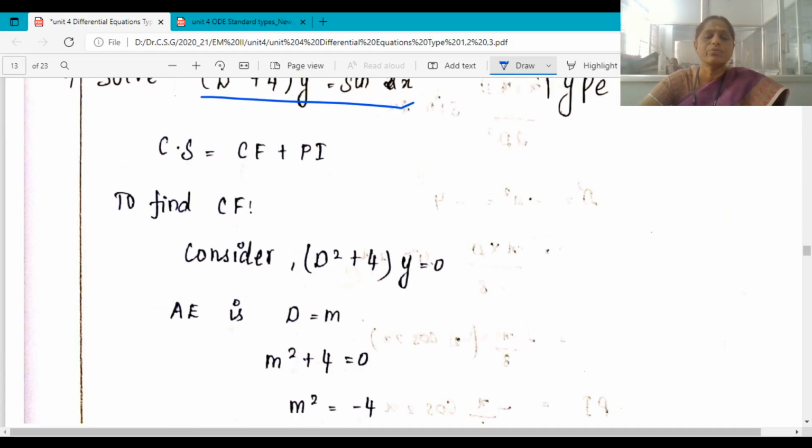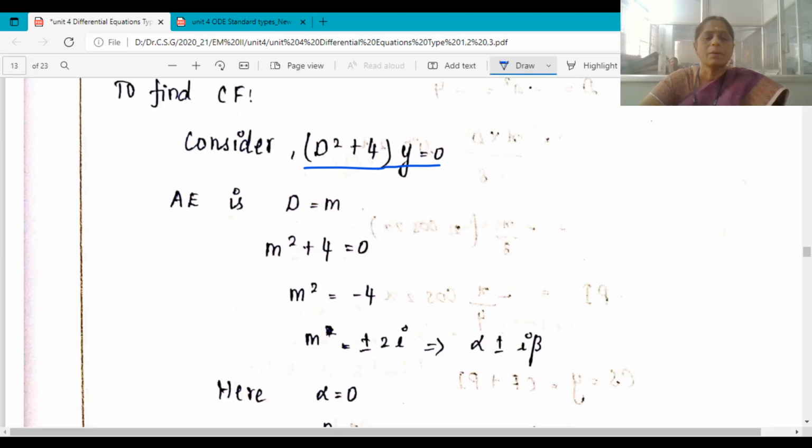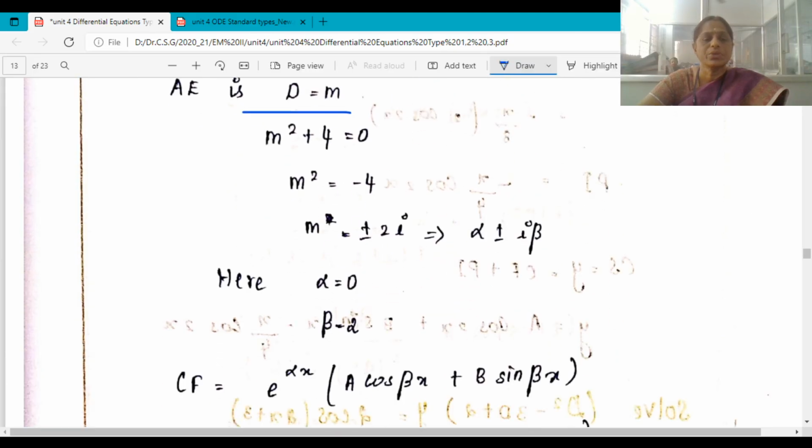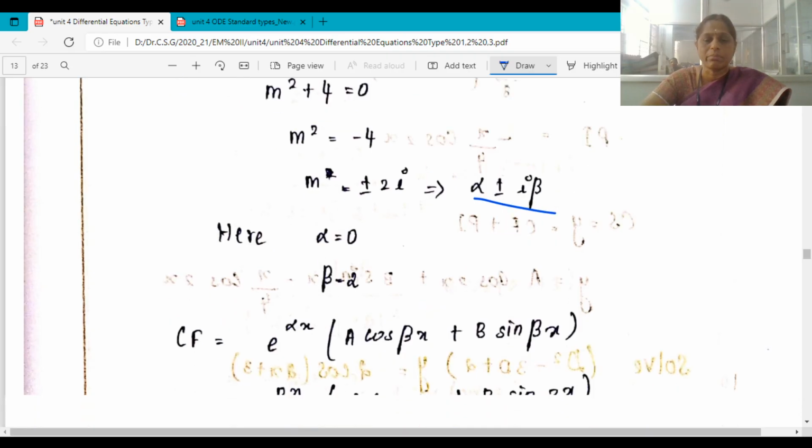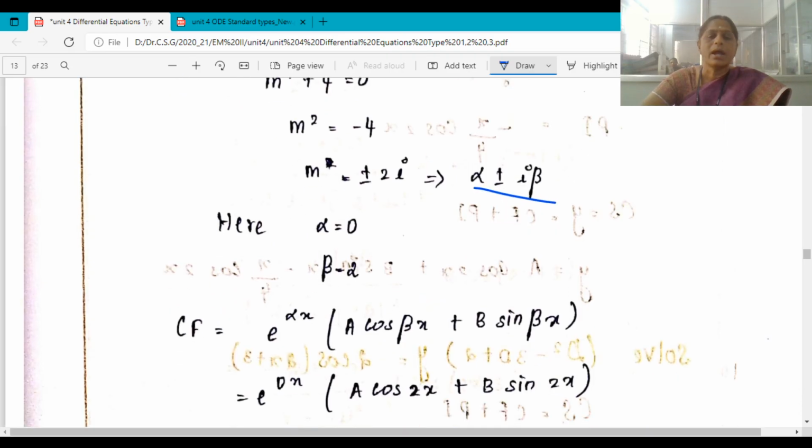So first we are looking for the complementary function. D squared plus 4 of y equal to 0, the homogeneous equation. Put D equal to m. So you get m squared equal to minus 4. The roots are m equal to plus or minus 2i. So this is in alpha plus or minus i beta format, the complex format, and here alpha is 0 and beta is 2.